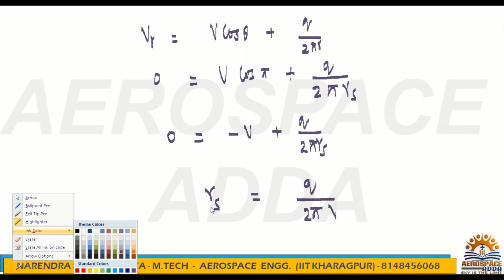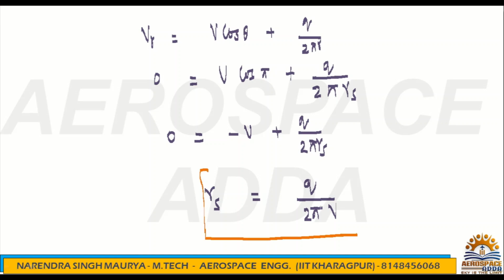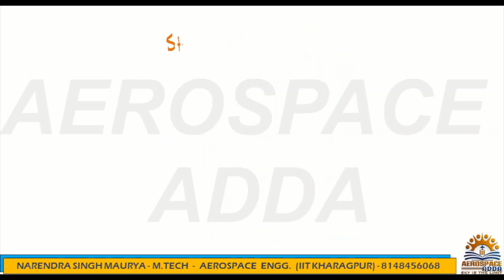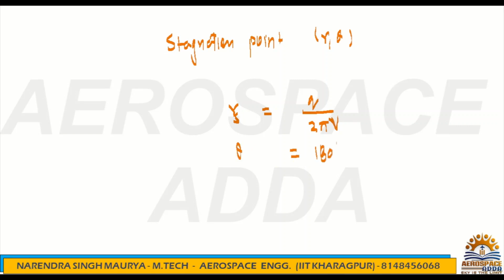This is very, very important. This is the stagnation point, in the radial direction. Only one stagnation point you will get in the Rankine half body. And if you see the stagnation point in r, theta, R is nothing but RS, that is Q upon 2 pi V, and theta is nothing but 180 degrees, or you can say pi. This is very, very important for your examination.